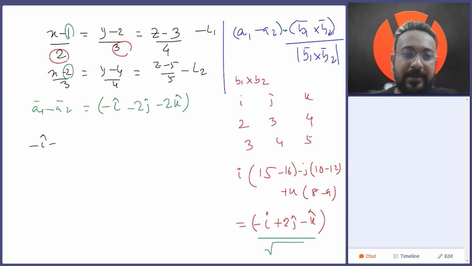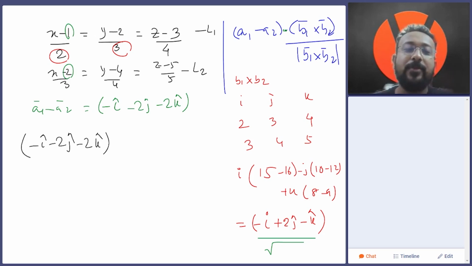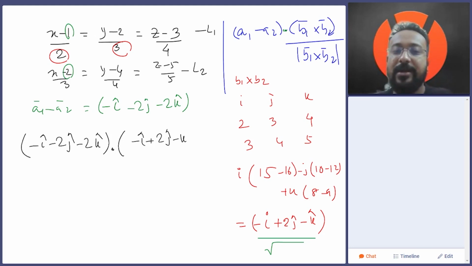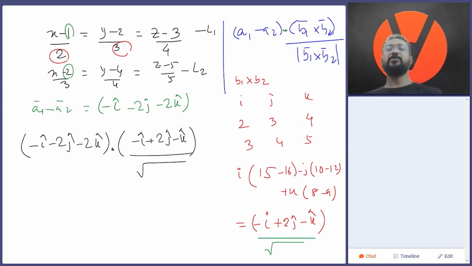So minus i minus 2j minus 2k whole into B1 cross B2 by mod of this. Means, sir, I think minus of i plus 2j minus k divided by mod will be under root 1 square plus 2 square, there is 4 plus 1 square, there is 6. So guys, let's see the distance.